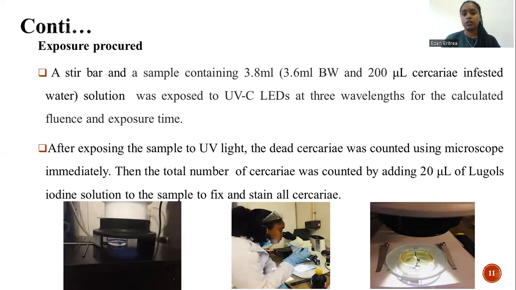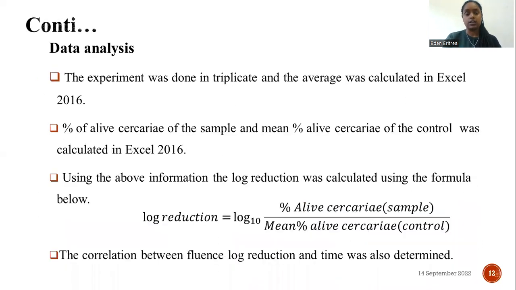Then the total number of Cercaria was counted by adding 20 microliter of Lugol's. This is to fix and stain all the Cercariae, as you can see on the last. Then after finishing all the experimental procedure, we analyzed our data.